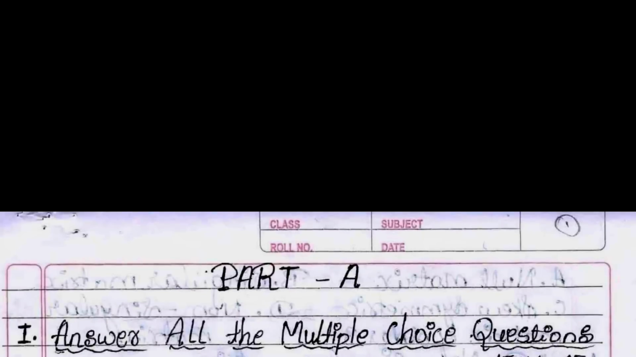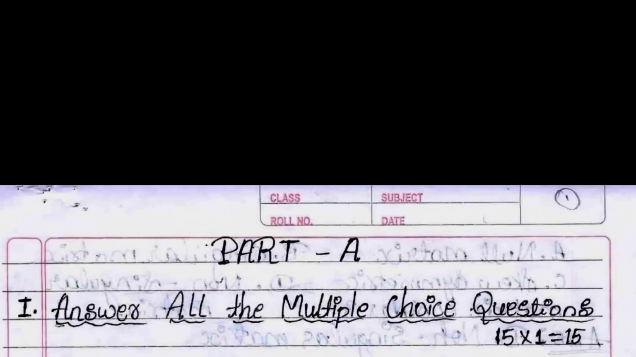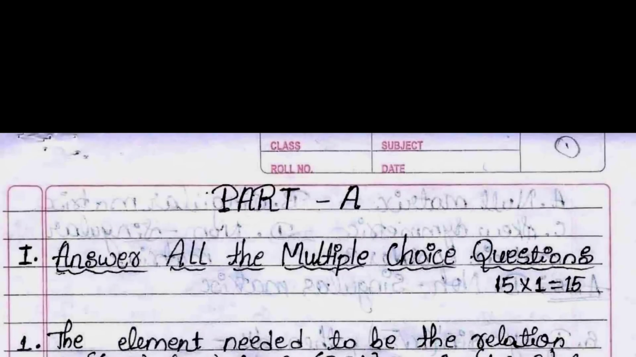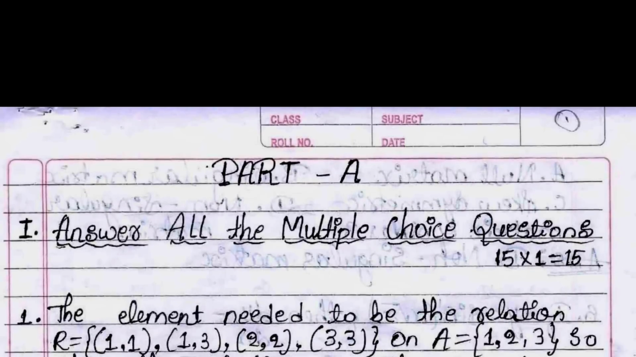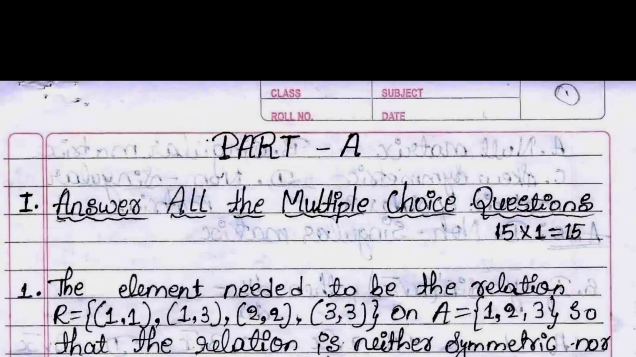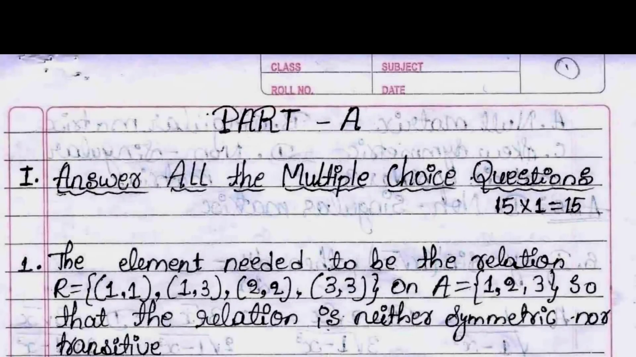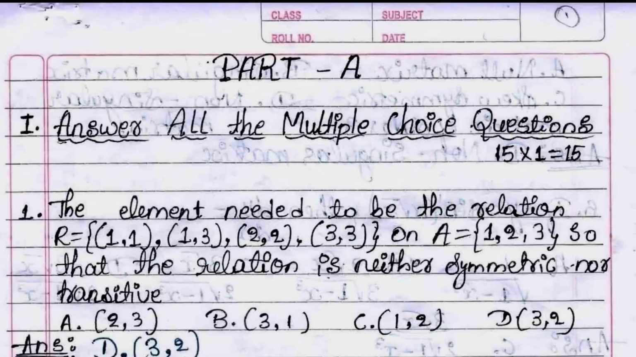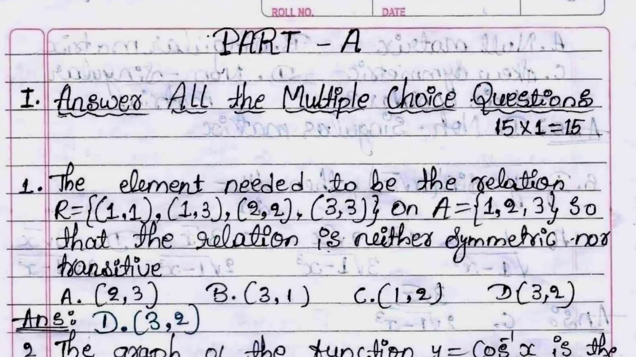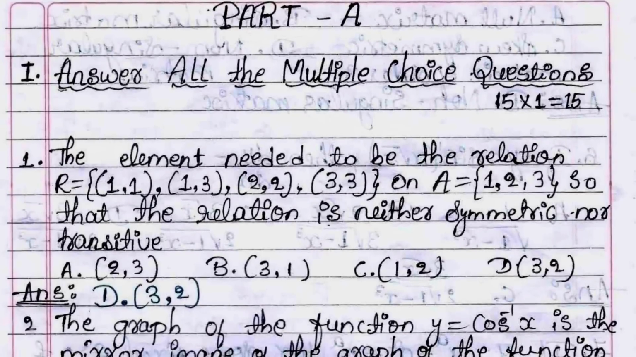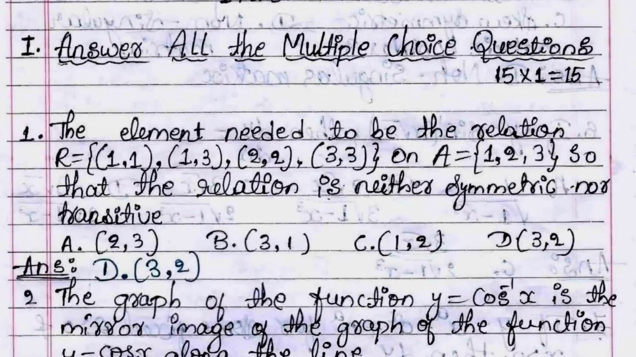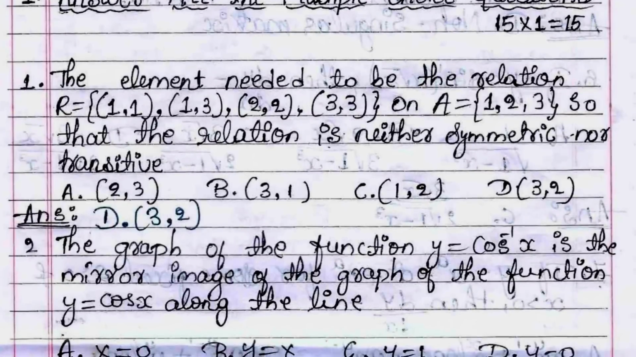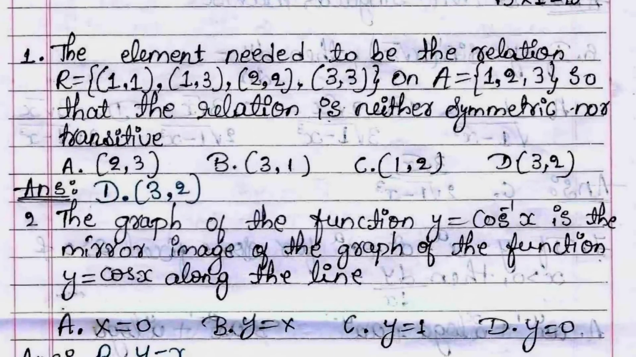Part A, first bit. Answer all the multiple choice questions. First, the element needed to be added to the relation R = {(1,1),(1,3),(2,2),(3,3)} on A = {1,2,3} so that the relation is neither symmetric nor transitive: A (2,3), B (3,1), C (1,2), D (3,2). The answer is D (3,2).